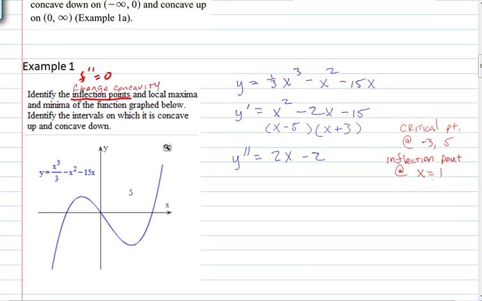Yeah, if x is equal to 1, 2 times 1 is 2, minus 2 is 0, right? So, it looks like we have a maximum right here at negative 3, and a minimum at 5.